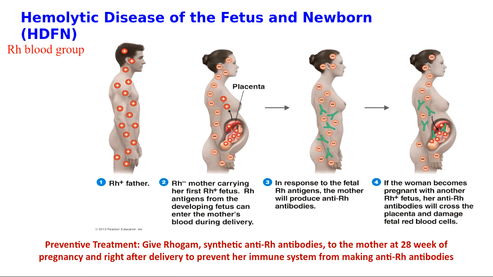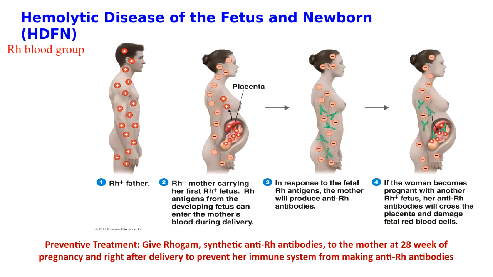So it can be very fatal to newborns and fetuses too. So that's why we worry so much. That's why this is the most important clinical application of knowing your blood type, specifically for a woman of childbearing age. There is this immune globulin, this synthetic anti-D, that can be given to Rh negative mothers.